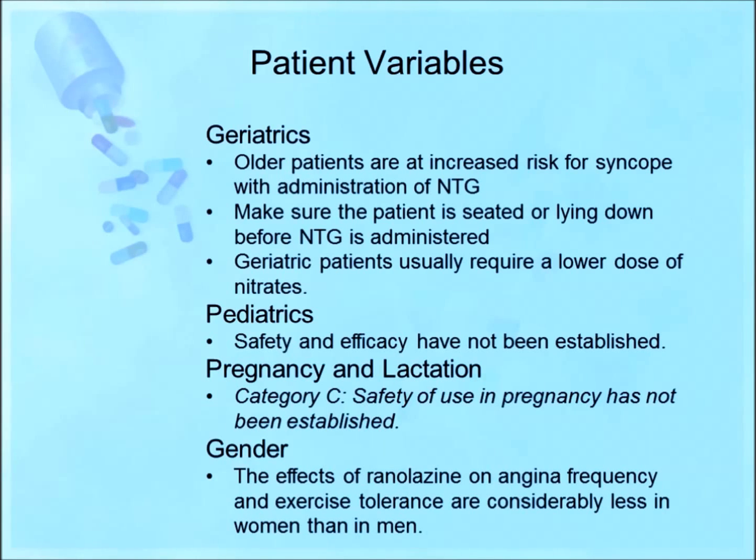For geriatric patients, older patients are at increased risk for syncope with the administration of nitroglycerin, so make sure the patient is seated or lying down before the nitroglycerin is administered. Geriatric patients usually require a lower dose of these nitrates. For pediatric patients, safety and efficacy have not been established. For pregnancy and lactation, these are considered category C, so the safety of use in pregnancy has not been established. For gender, the effects of ranolazine on angina frequency and exercise tolerance are considerably less in women than in men.